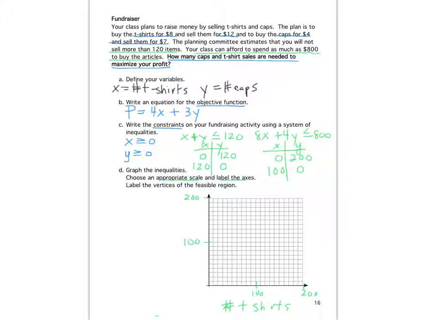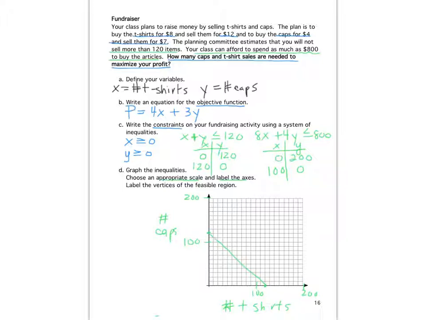And then the y-axis will be our number of caps. All right, now plotting our points, we've got one graph here, and we're going to have a y-intercept at 120. Get that dot in there. And we'll also have an x-intercept at 120. All right, and we're going to connect that line as straight as we can.